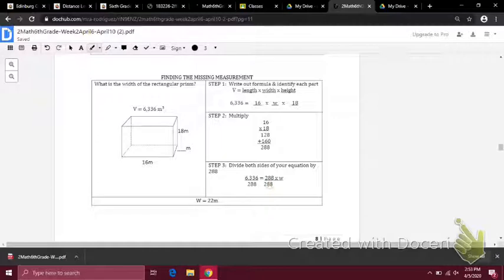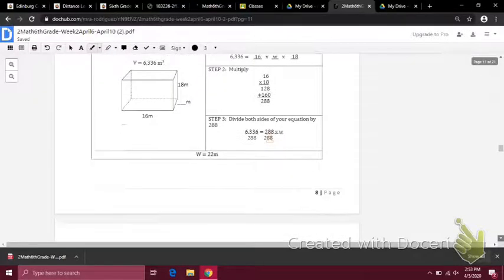Now, there are some problems in volume that are similar to the area ones we just did, where they give you the volume and you're looking for one of the dimensions, either the length, the width, or the height. So again, fill in what you know. Here's a good example of this one, and then they give you the steps to solving it. It's exactly the same as we did the area.